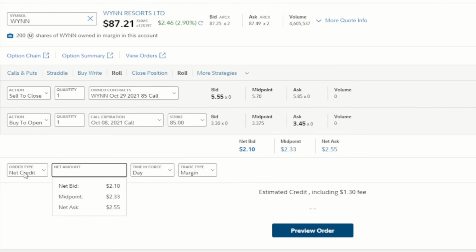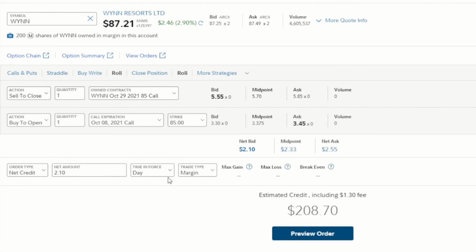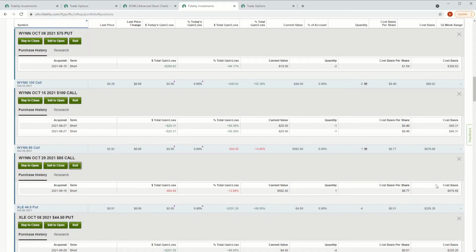So then again, we can do a net credit here, net bid price, and it's going to pay me $208.70, okay? So essentially, I'm giving up time, October 29th to October 8th. I'm basically saying this week, this stock is going to take off, right? But I'm kind of hedging my loss a little bit because I'm taking off $208. So as soon as I do this, I'm going to be able to put a couple $100 in my pocket and basically reduce my cost basis, right, by about $200. So now I'm down to $470.